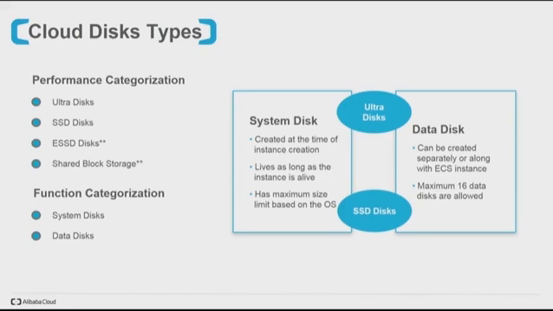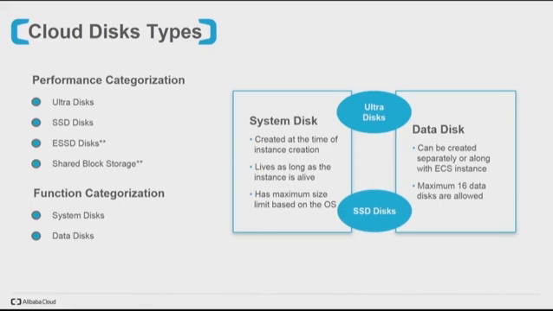A system disk is attached to your ECS instance when you create that ECS instance. It is only created at the time of instance creation, and it lives as long as your instance lives. It is the part of your disk where you set up your OS and all those things when you set up your ECS instance. And then the other category is the data disk. As the name suggests, all your data, and the data your applications or systems use, is stored on the data disk. So these are the two function-based categories.